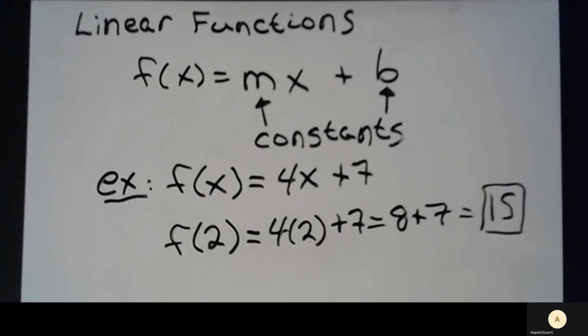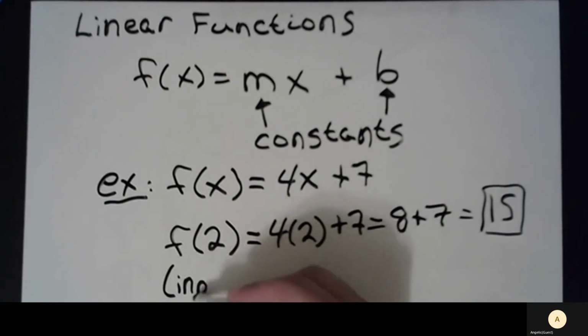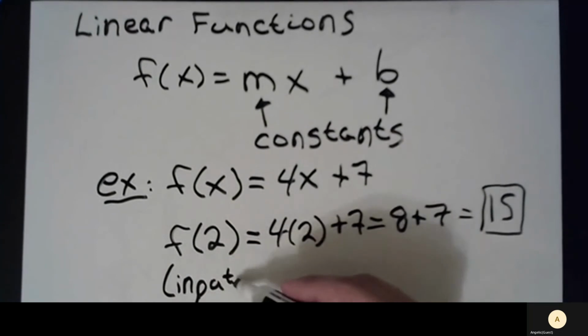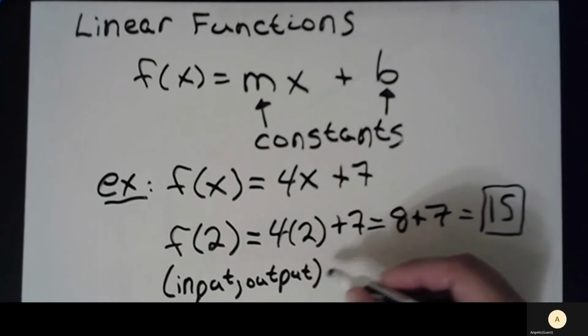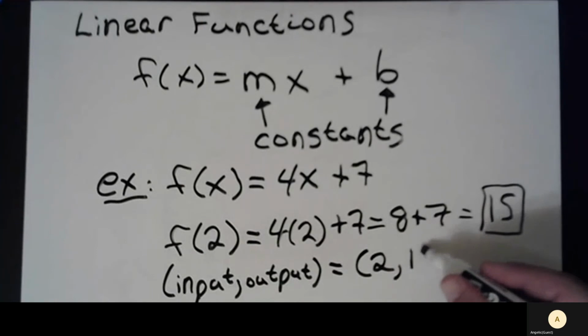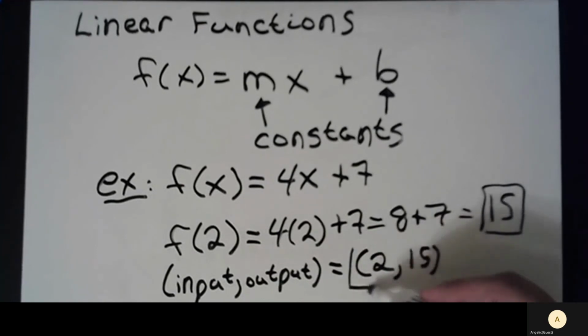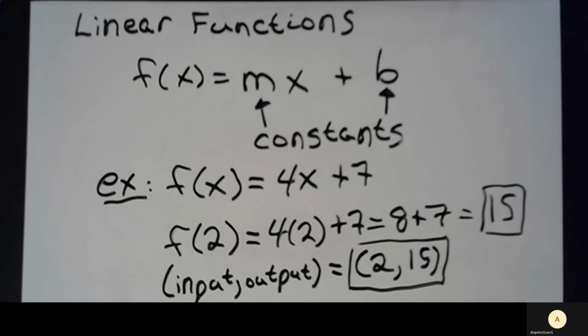So if we wrote this as an ordered pair, remember for ordered pairs, input is first, then output. We get 2 and 15. So these are linear functions. And when we graph these, what we're going to get every single time is a line.